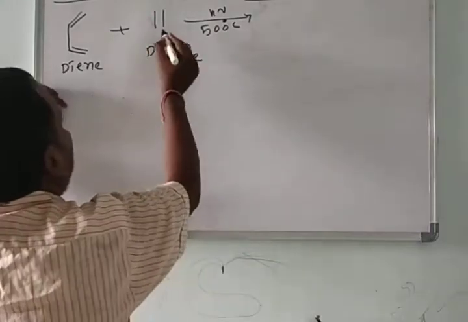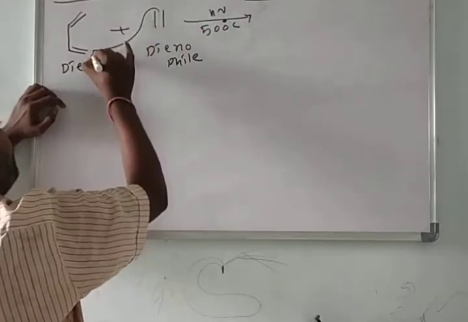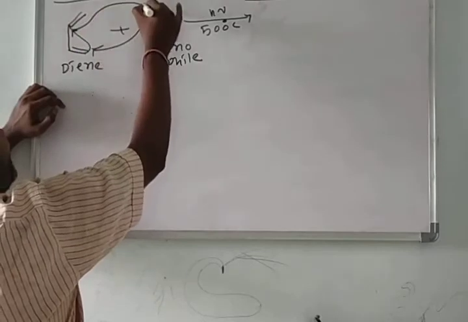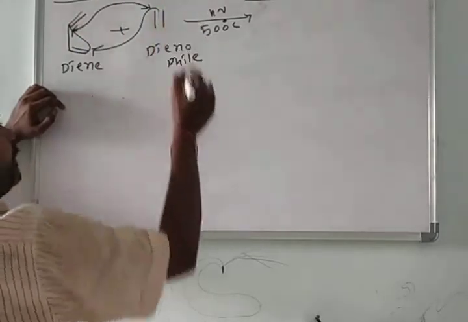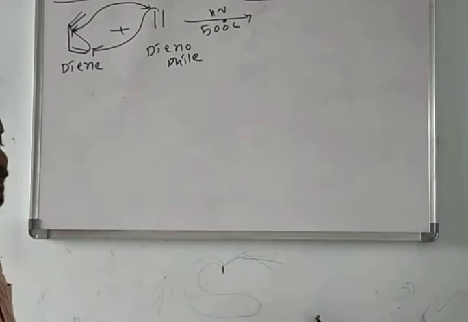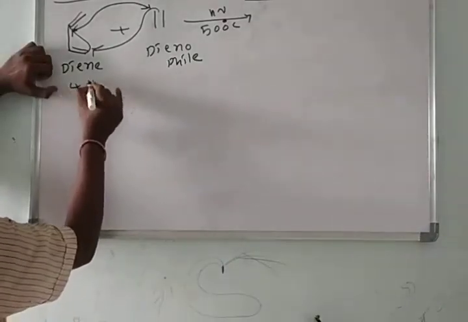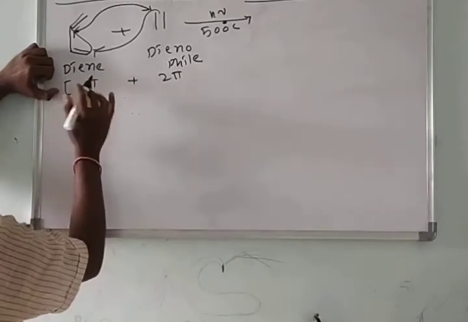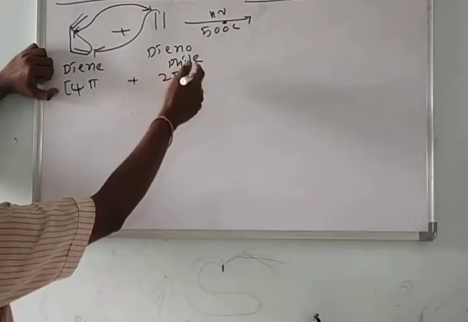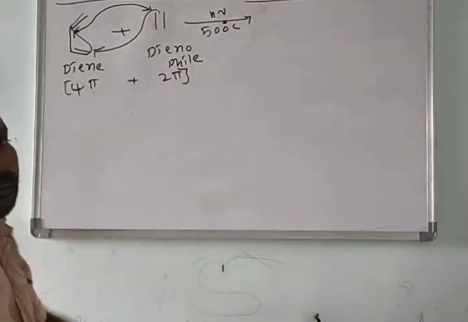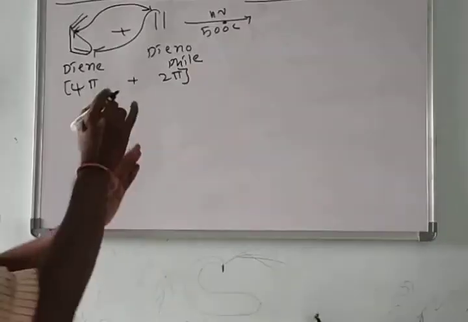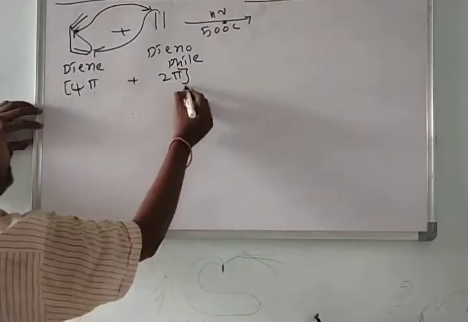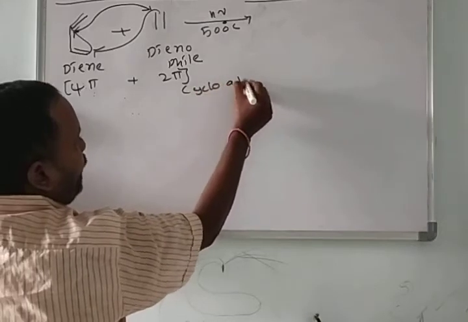What happened here? These pi electrons are transferred toward the next carbon atom of the diene. Next, these pi electrons are transferred toward the ethylene molecule. This addition reaction is called a 4pi 2pi addition reaction. Here 4 pi electrons, here 2 pi electrons. Here we get a cyclic molecule, so we call it a cycloaddition reaction.